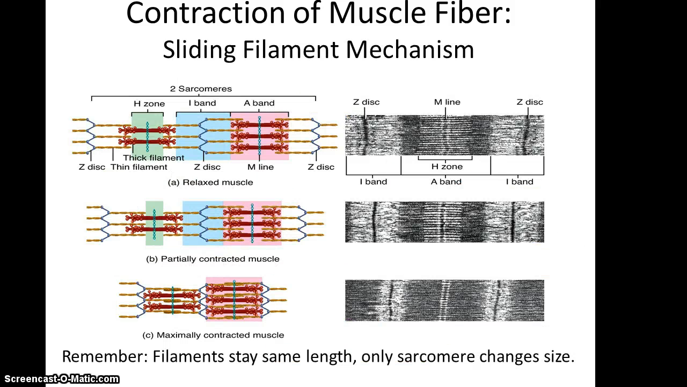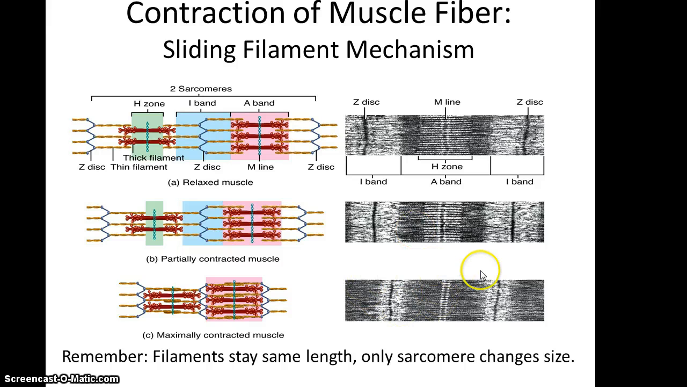This is referred to as the sliding filament mechanism, or sometimes also known as the sliding filament theory, where you start off with a relaxed sarcomere. The calcium gets released, binds to the troponin, causes the tropomyosin to move out of the way, and now we start getting a contraction going. So we get those cross bridges formed, and as you can see, with a partially contracted muscle, the H zone and the I band are starting to get shorter as the overlap between the thick and thin filaments increases.